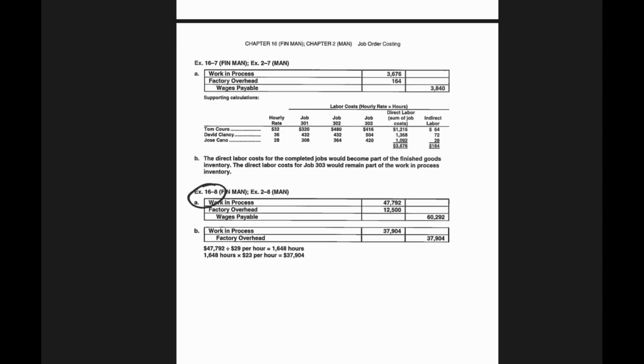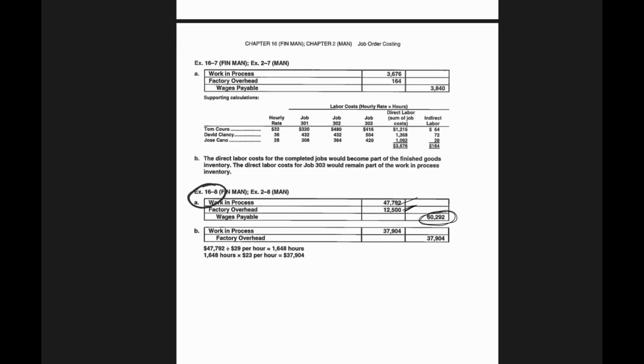So letter A says journalize the entry to record the factory labor costs. Well, once again, if you look at all 6 numbers there, all of them are going to jobs except for supervision. So that is going to go into overhead. It's indirect. The sum of all 6 of those numbers is 60,292, and we're applying those other 5 to WIP, work in process.